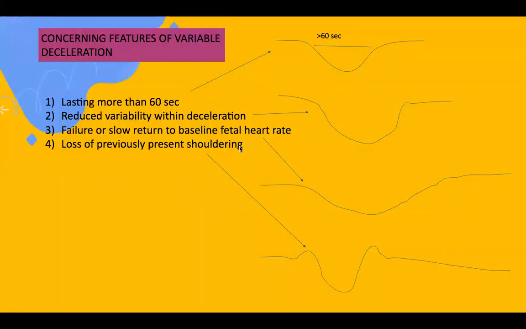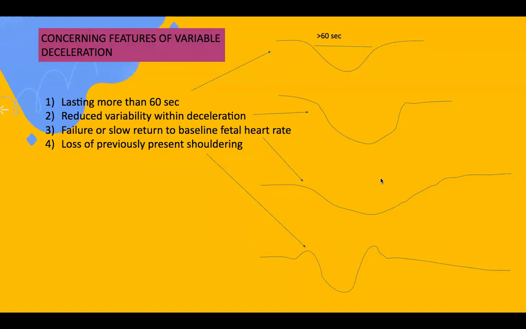Loss of previously present shouldering. Shouldering is a good sign, actually. Shouldering shows that the fetus is recovering in between the contractions. Fetal heart rates are rising in between the contractions. When there is no shouldering, it means the CTG is going bad. It means now you are concerned. When shouldering is present, it is a very good thing. There is no need to worry.